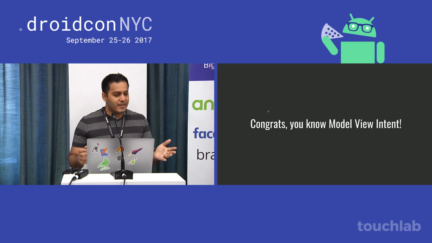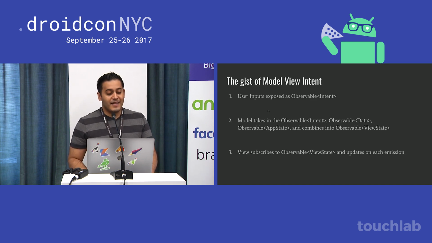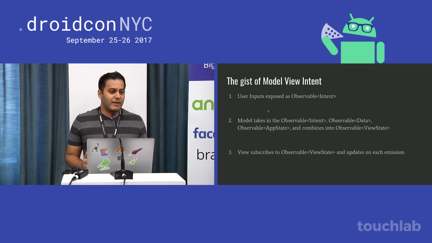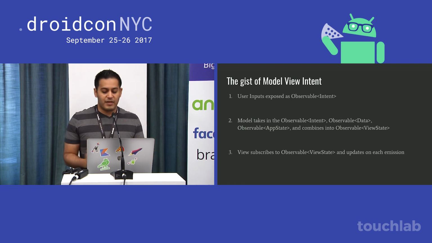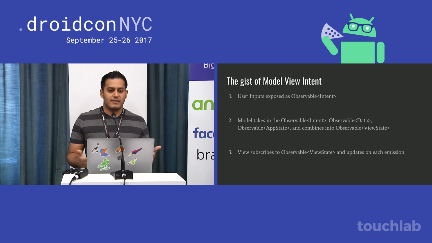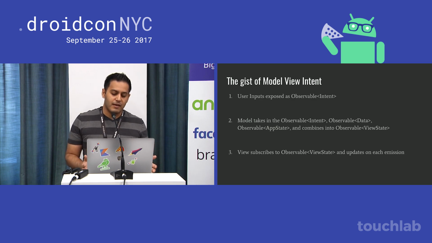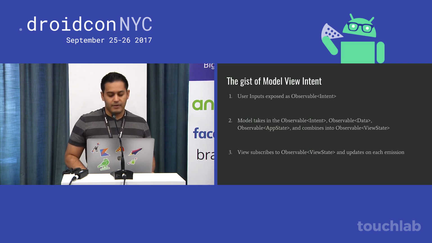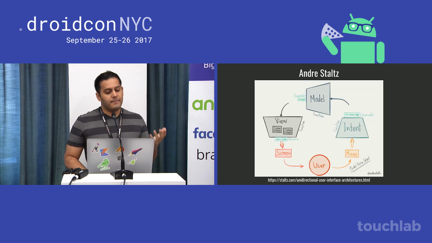Congratulations, you now know model view intent. That's basically the gist of it. The idea is user inputs are intents that are going into the system. The model is responsible for taking all the different sources of data, be that user input, data, application state, whatever you need, as long as it's represented as an observable stream, which usually it can be. It does its stuff, chops stuff together, massages it into a view state, and then the view can just subscribe to it and render it. That's what model view intent is.